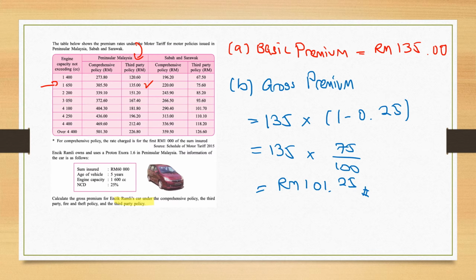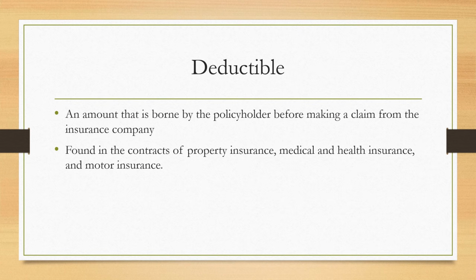There you go. You have finally calculated all three policies: your comprehensive policy, your third party invited policy, and your third party policy. So that's all. Now let's move on to deductible.